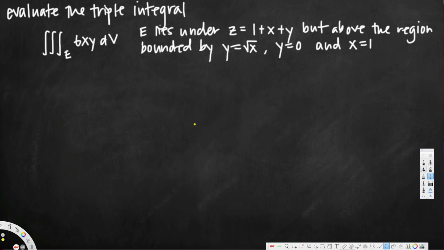What's going on, guys? In this video we are going to see how to evaluate a triple integral. Here we have a function that is bounded by this region, and it says E lies under z is equal to 1 plus x plus y, but above the region bounded by y is equal to square root of x, y is equal to 0, and x is equal to 1. Now let's look at this part. Let's see where this region is.